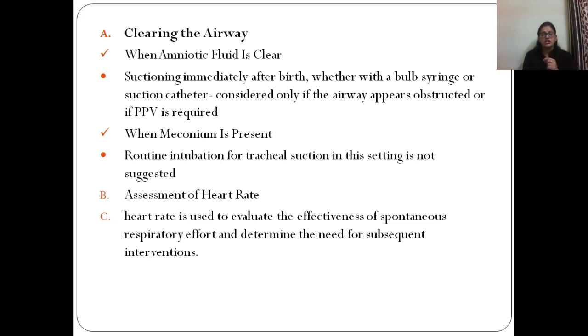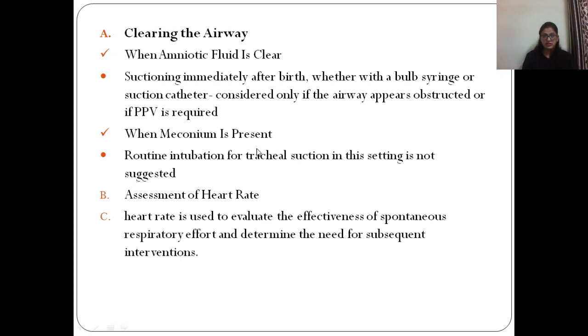Now, while suctioning the nose, we give stimulation to the baby. All the secretions which are present in the mouth, the baby may aspirate and may cause aspiration pneumonia in the baby. Hence, you should always take care that the mouth is suctioned before the nose. That is, M comes before N, so as to clear the airway. This is when the amniotic fluid is clear.